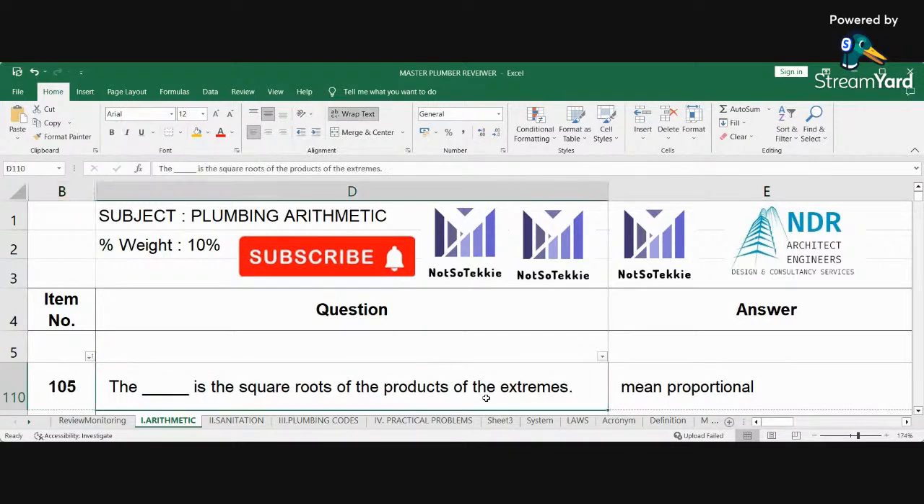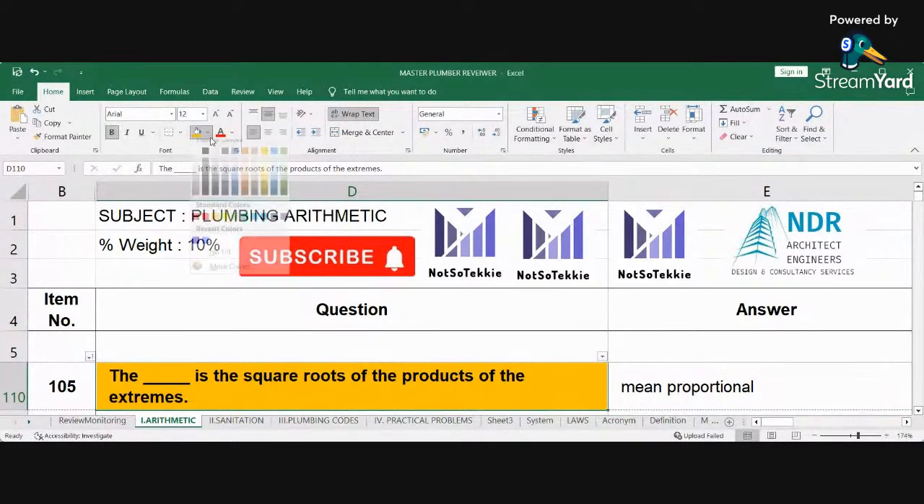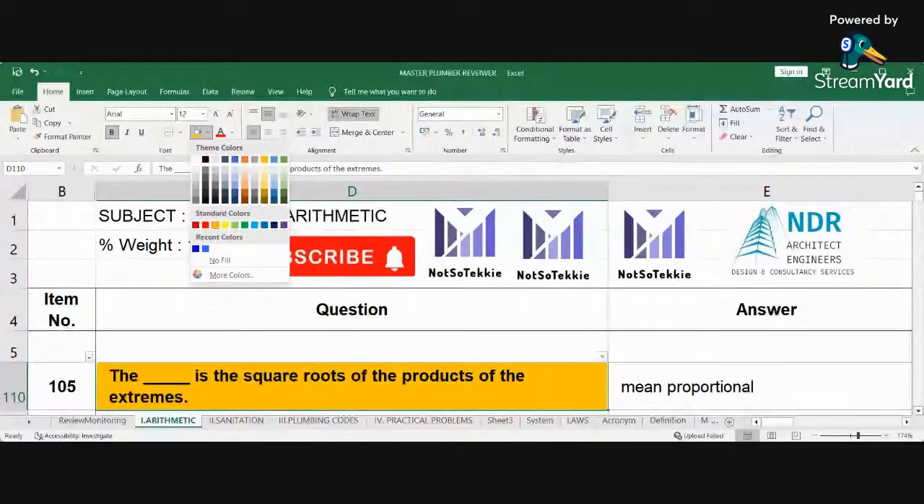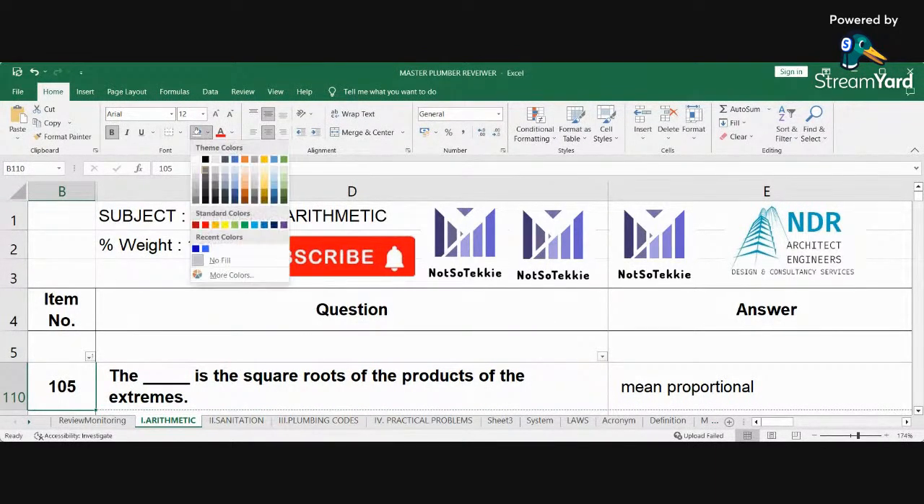105. Blank is the square root of the products of the extremes. The answer is mean proportional. Sorry. The mean proportional is the square root of the products of the extremes. Answer is mean proportional.